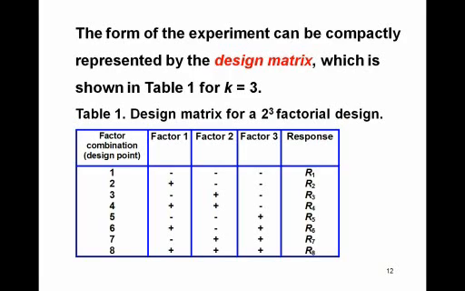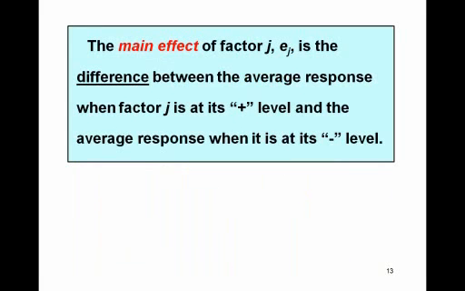And so the first thing we would do would be to run our simulation with each of the factors at its minus level. And then we'd get a response out of the simulation, R sub 1. And then we'd run the simulation, obviously, with factor 1 at its plus level and factors 2 and 3 at their minus levels, and we get a response out R sub 2.